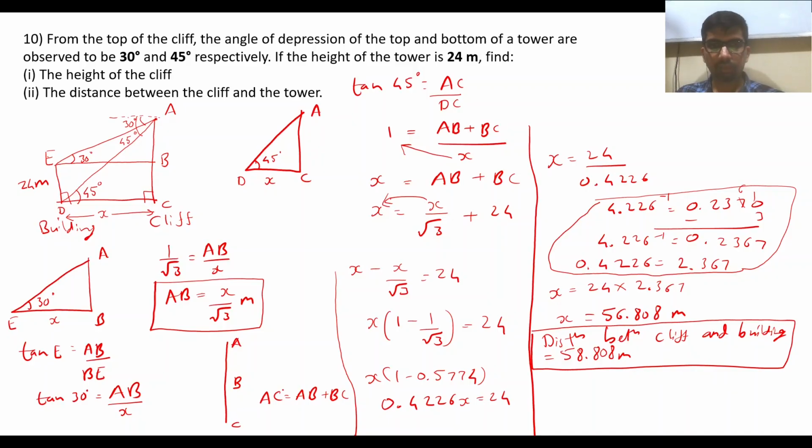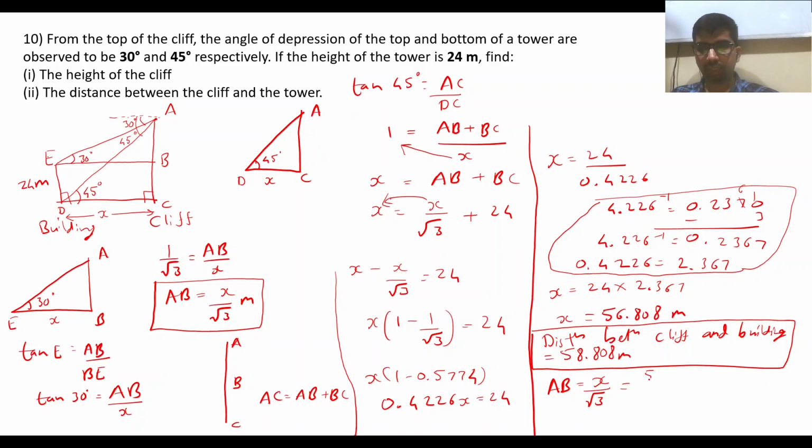Cliff is AC. AC is what? AB plus BC. And BC is only 24 and AB is X. So you get everything we have got. Okay. Sorry, you have to find AB. AB how much? AB is what? X by root 3. Okay, we didn't get AB. You have to find X upon root 3. Should be happy for no reason.